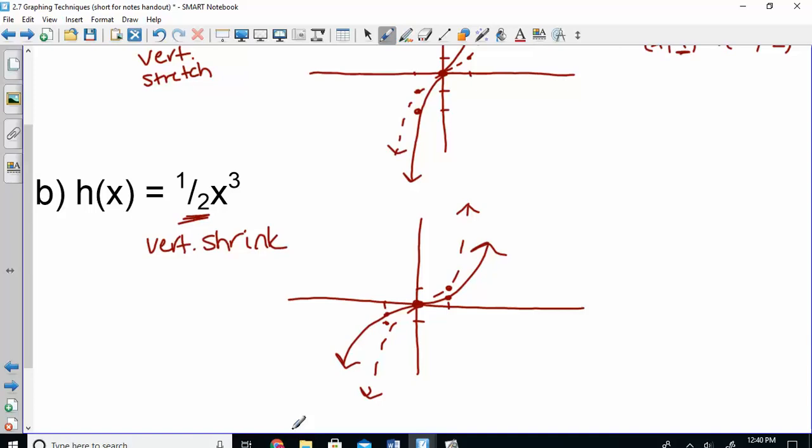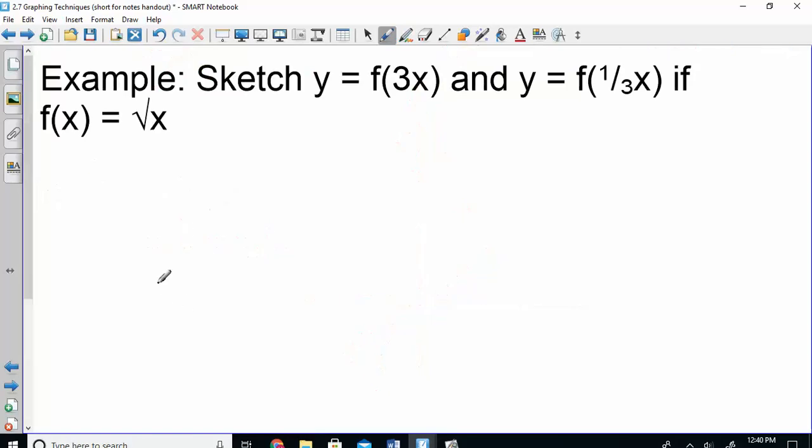Are we okay with that? Do you guys remember doing those a little bit? I don't know, did she do any vertical stretching and shrinking? Or did you guys just move left, right, up, and down? Okay. So this piece is new. So if I need to do any more examples with these, or if you don't understand something, please speak up, okay?